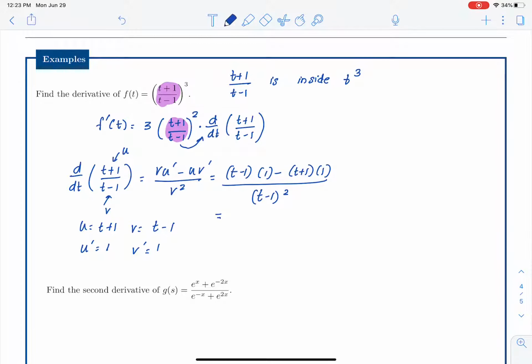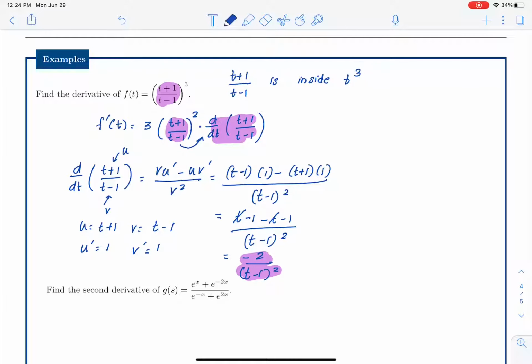So that would give us t minus 1 minus t minus 1, divided by t minus 1 squared. The t's would go away and we'll have negative 2 divided by t minus 1 squared. Mind you, that is not the answer. We have to take this answer and plug it in here.